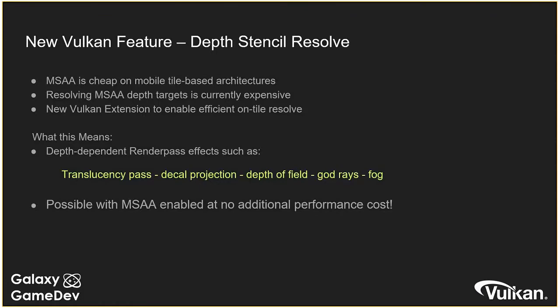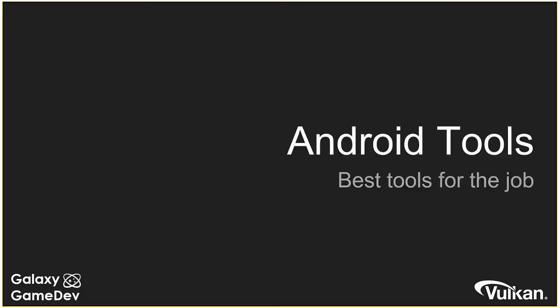But currently that only works with color attachments. So these depth-dependent effects that are listed here can't be done with multi-sampling because it's just far too costly to do. That's why we have this extension, which now allows you to do your depth sensitive resolve in tile memory along with the color attachments, allowing you to do these with multi-sampling at no additional cost.